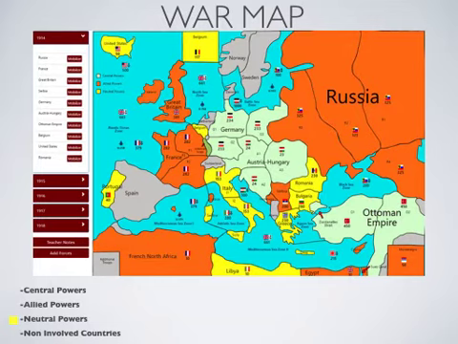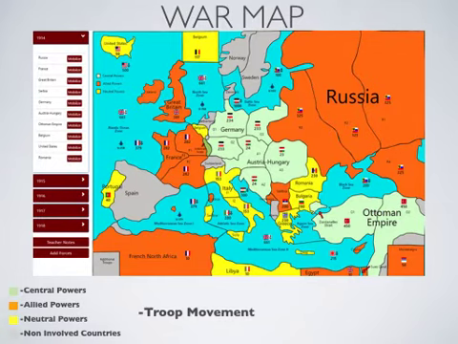On the war map, we can see that different powers are colored different colors. Neutral powers are yellow. Allied powers are orange. The central powers are green, and of course, the gray are the non-involved countries.